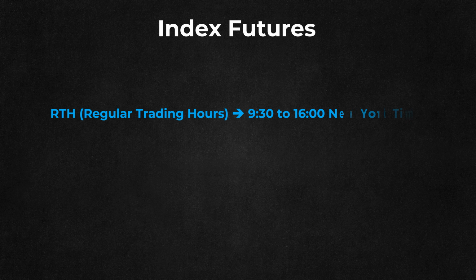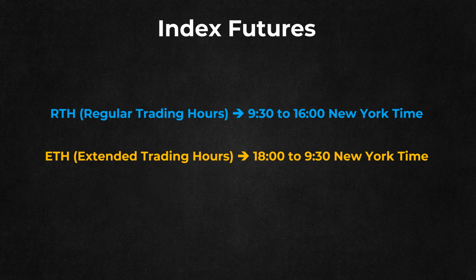For index futures, the regular trading hours are associated with the cash equity session. It goes from 9:30 to 16 New York time. The extended trading hours, also known as the overnight session, goes from 18 to 9:30 New York time.